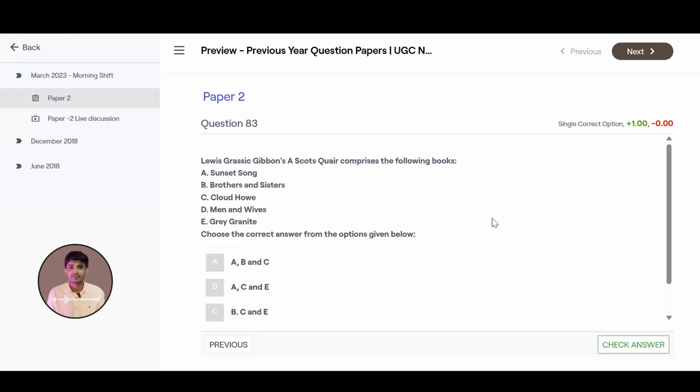Okay, 83rd question. Lewis Grassic Gibbon's A Scots Quair comprises the following books. So this is actually a trilogy written by the Scottish writer L.G. Gibbon. Gibbon's trilogy is titled A Scots Quair, but which of the given works does it comprise? Sunset Song, Brothers and Sisters, Cloud Howe, Men and Wives, Grey Granite. Can you take a guess?